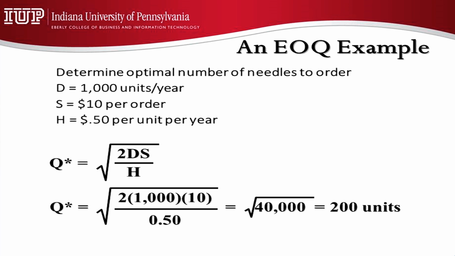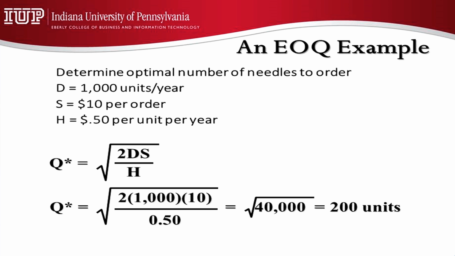And keep in mind, the square root is for the entire expression. I've seen in classes students make a mistake of not taking the square root for H and only for 2DS. So it is for the entire expression 2DS by H, square root of that. Thank you. Let's look at a very simple example here.